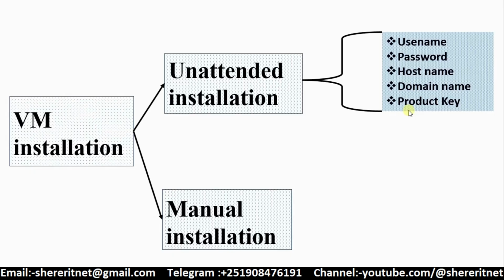Automatically, Oracle VirtualBox will create a virtual machine for you without you doing anything. You just fill in this necessary information. The rest is done by Oracle VirtualBox itself. On the other hand, in manual installation, we manually enter each and every step by ourselves rather than Oracle VirtualBox handling everything for us.